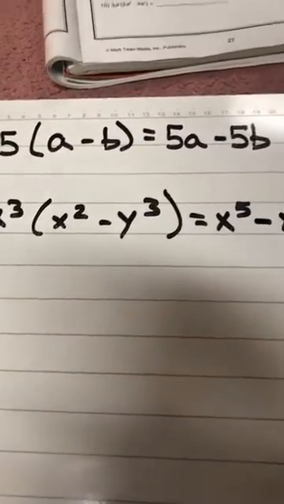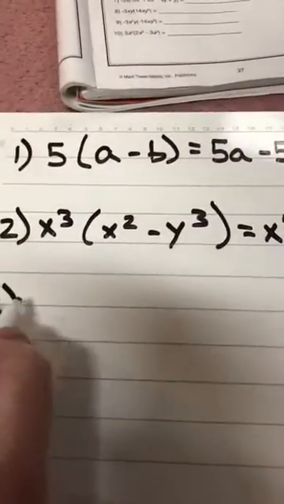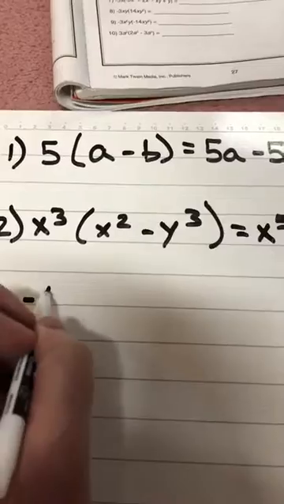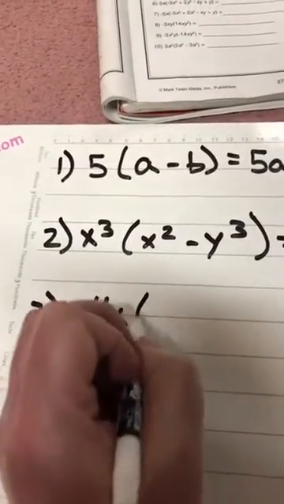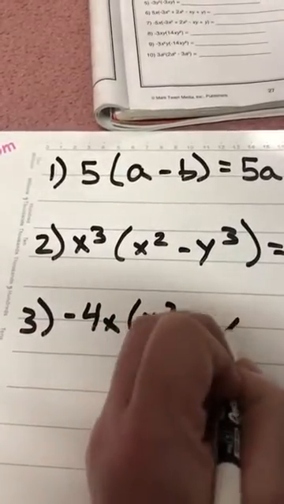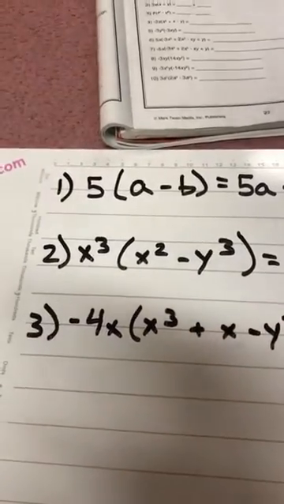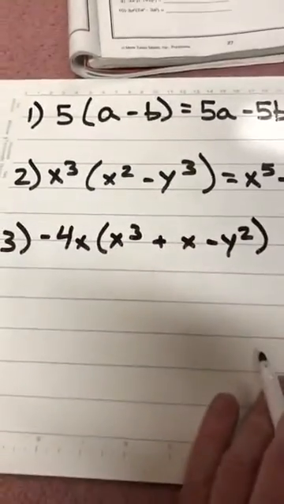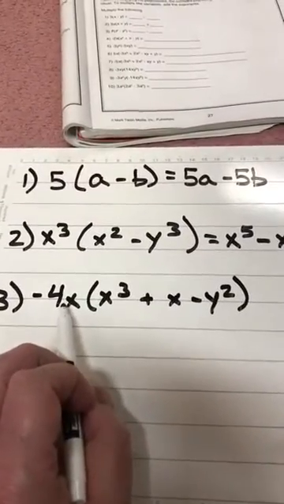So we look at number 3 here, and let's say that I get something that looks like this. Let's say I have negative 4x, and I'm going to take that and multiply it by x to the power of 3 plus x minus y to the power of 2. It's a little longer problem, but it doesn't change what we do. We still just take things and put them together.